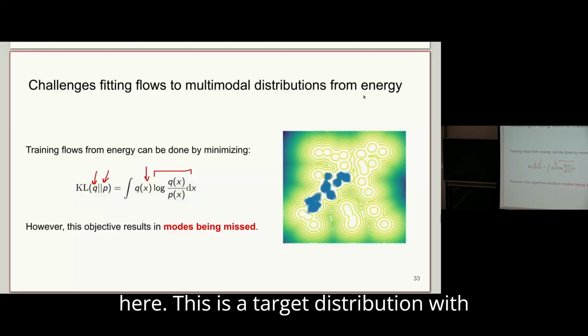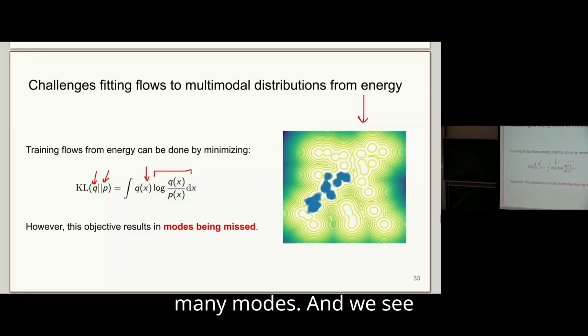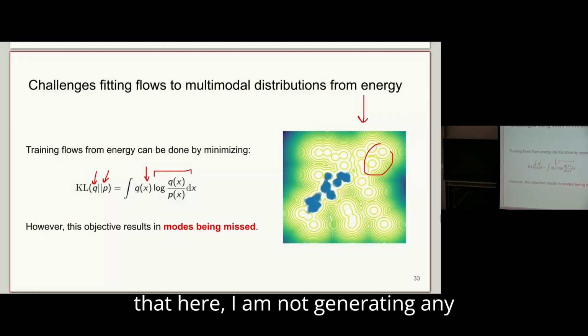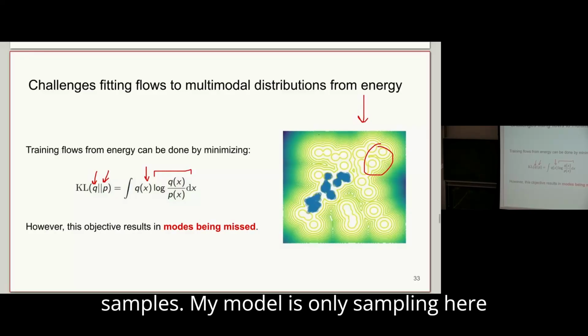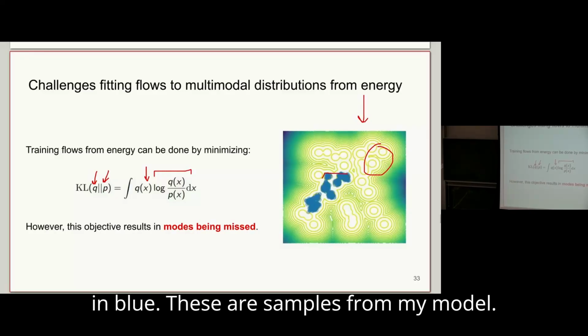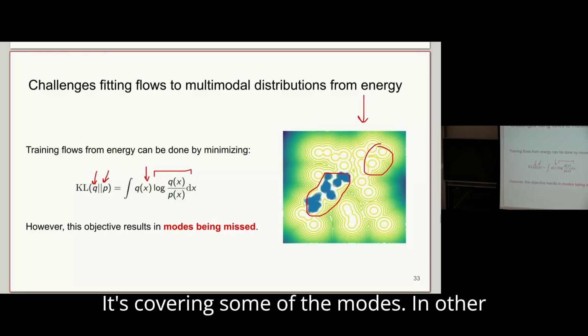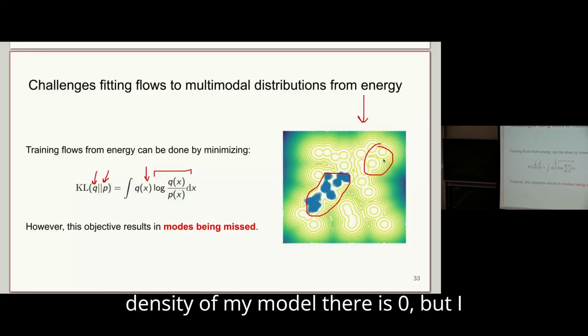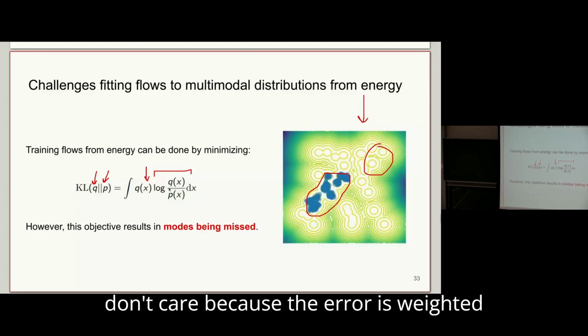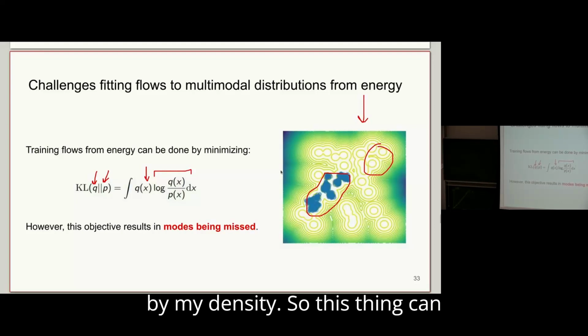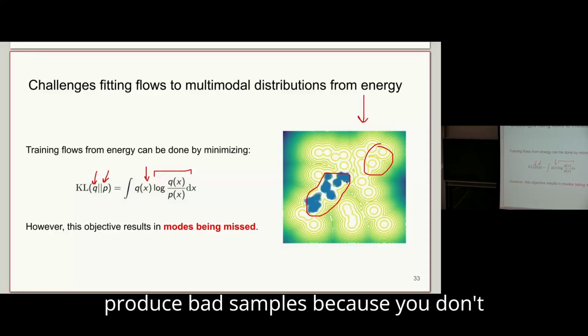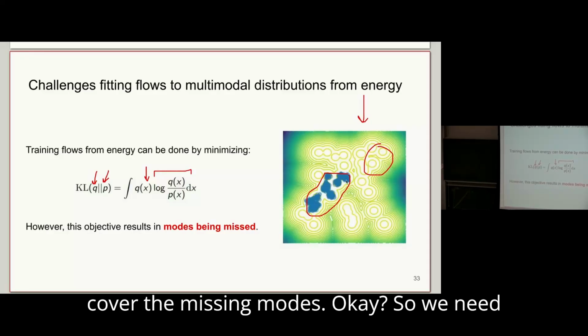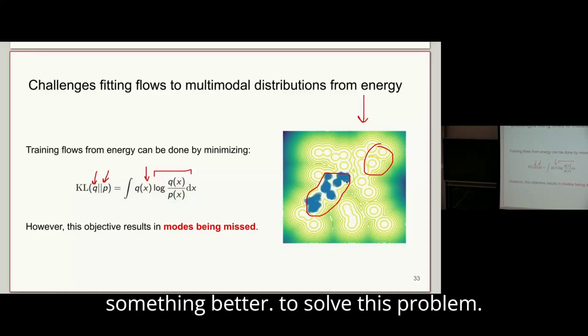This is a target distribution with many modes. And we see that here, I am not generating any samples. My model is only sampling here in blue. These are samples from my model. It's covering some of the modes. In other modes of the target, I never sampled. The density of my model there is 0, but I don't care because the error is weighted by my density. So this thing can have a low Kullback-Leibler divergence in this way and still produce bad samples because you don't cover the missing modes. Okay? So we need something better to solve this problem.